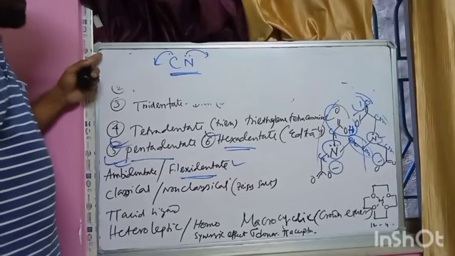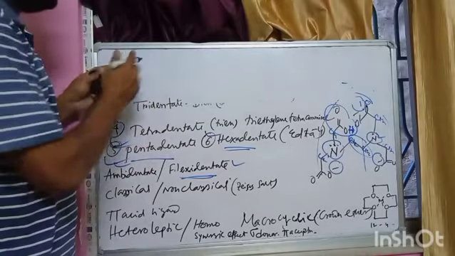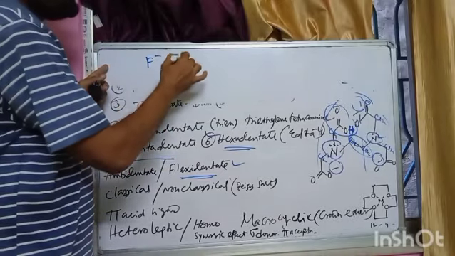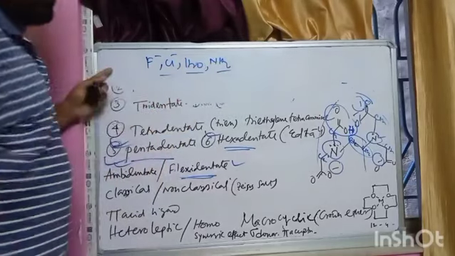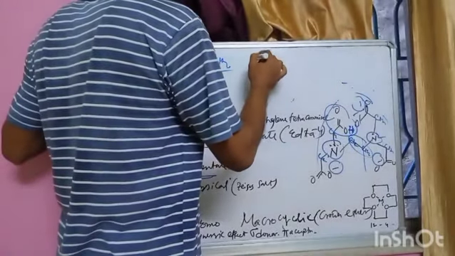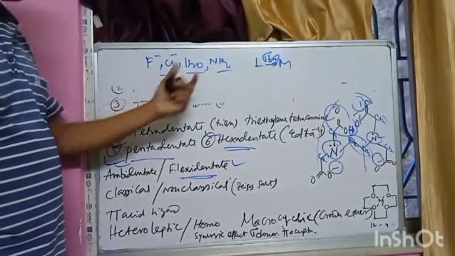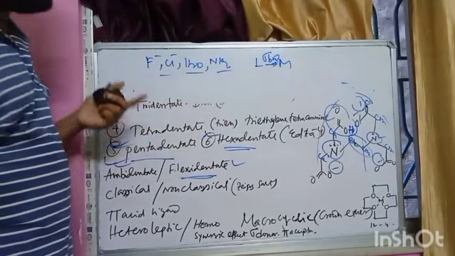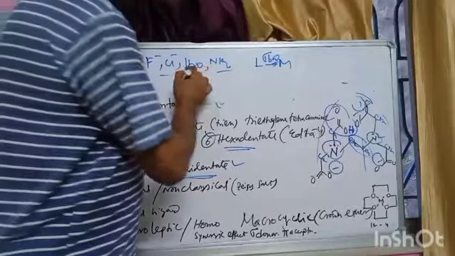There is also a classical ligand or non-classical ligand. Classical ligand means F minus, Cl minus, H2O, NH3, etc. are called classical ligands. Classical ligands generally form a sigma bond to the metal. Those ligands which generally form a sigma bond, that is, donation of a lone electron pair from the ligand to the metal ion, are called classical ligands.